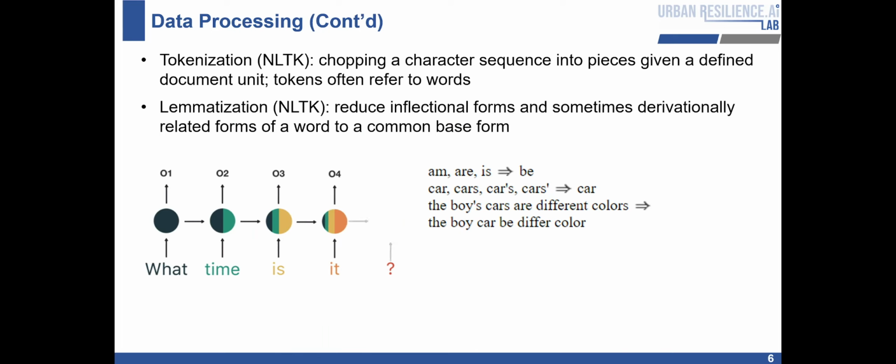The next step, we do the tokenization and lemmatization with the Natural Language Toolkit. What tokenization does is chop a character sentence into pieces given a defined document unit. The generated tokens often refer to words, while lemmatization reduces inflectional forms and sometimes derivationally related forms of a word to a common base form. So simple examples are like turning plural to singular form, or 'am' and 'is' to the 'be' verb.